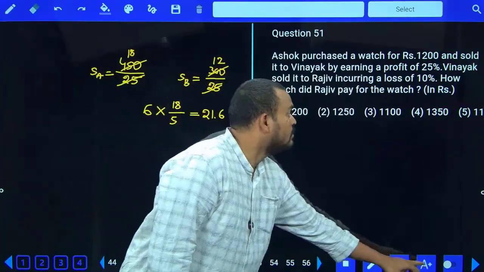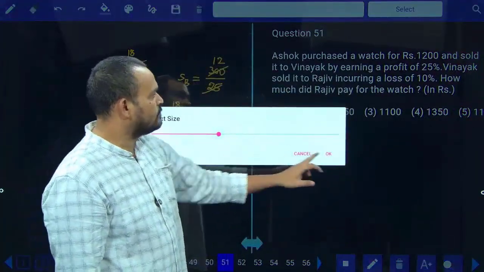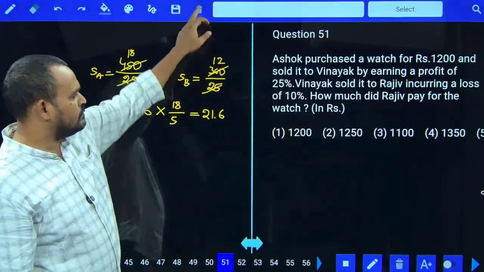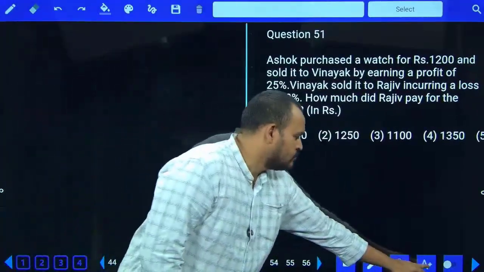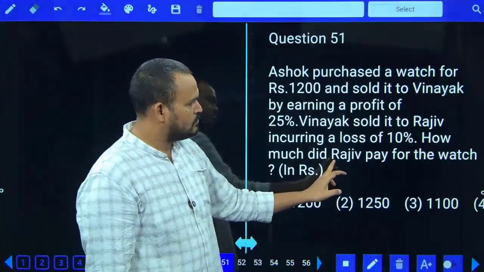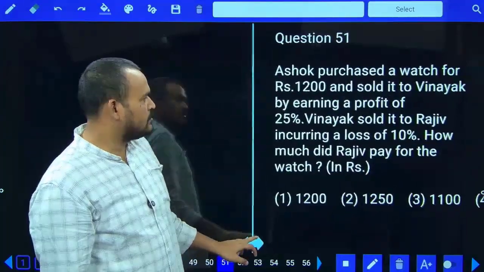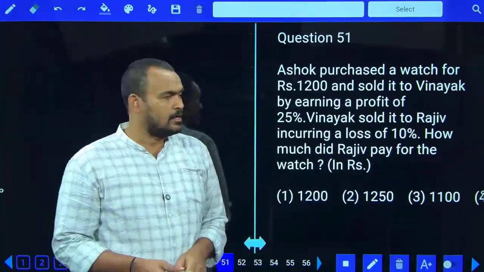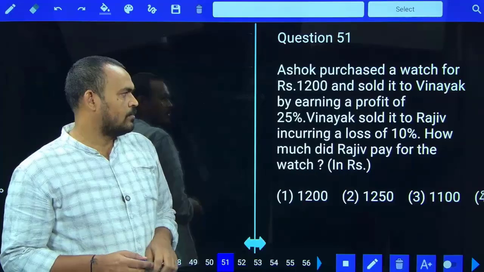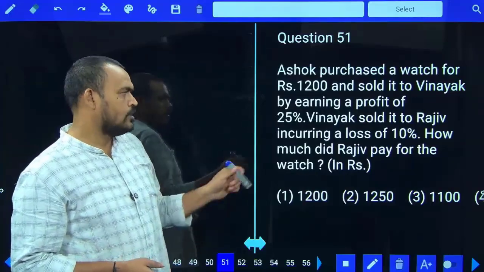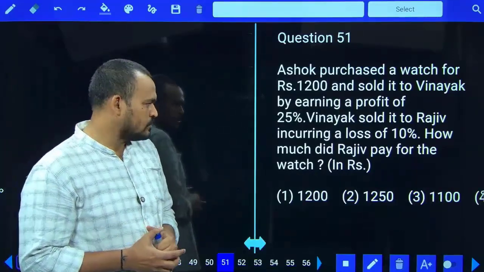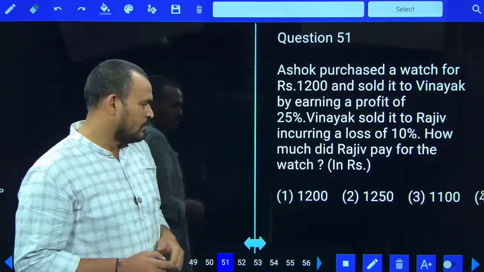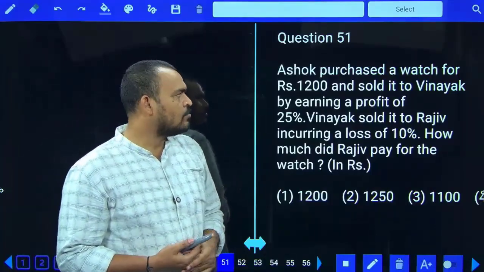Next, question number 51. Ashok purchased a watch for 1200 and sold it to Vinayak by earning a profit of 25%. Vinayak sold it to Raju, incurring a loss of 10%. How much did Raju pay for the watch?